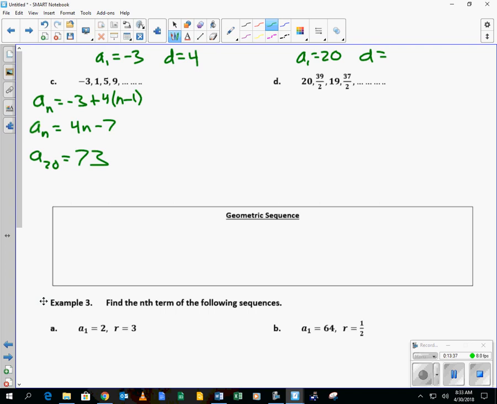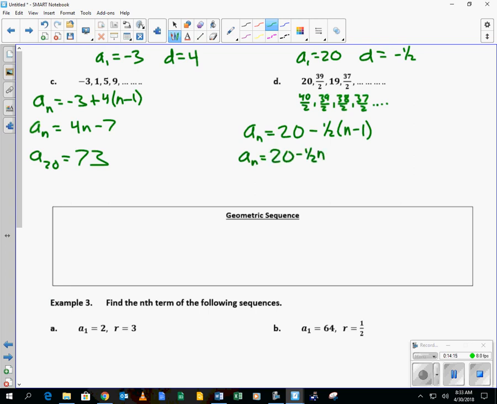Anybody see what the difference is? What if I write this as 40 over 2, 39 over 2, 38 over 2, 37 over 2? Does that make it more clear what d is? Negative 1/2. So therefore, a sub n is equal to 20 minus 1/2 times n minus 1, where a sub n is equal to 20 minus 1/2 n plus 1/2.